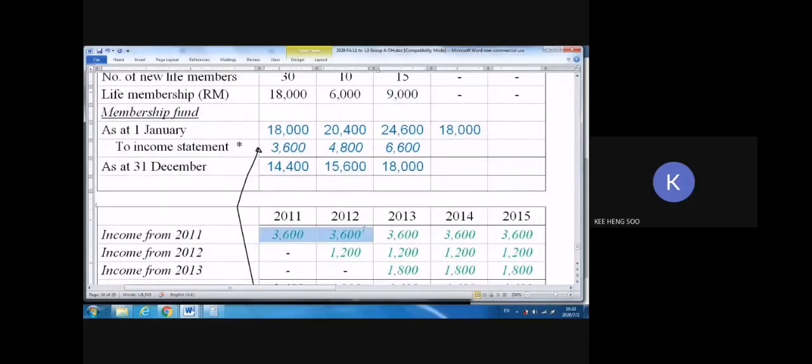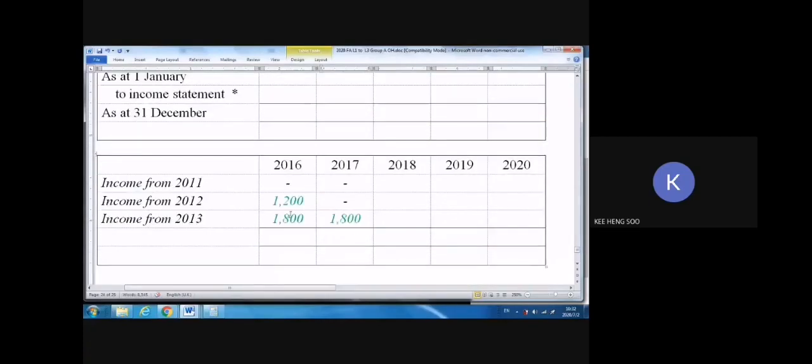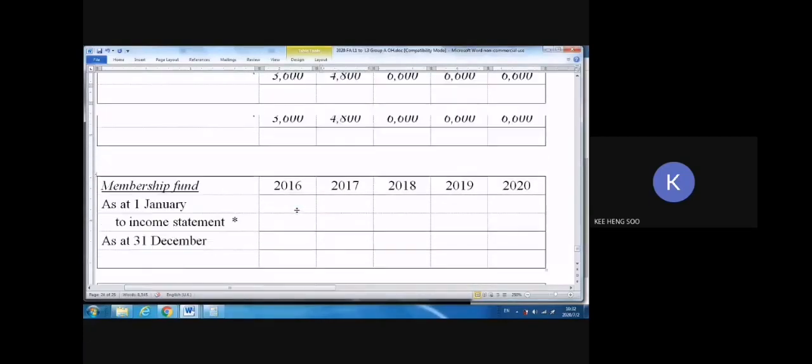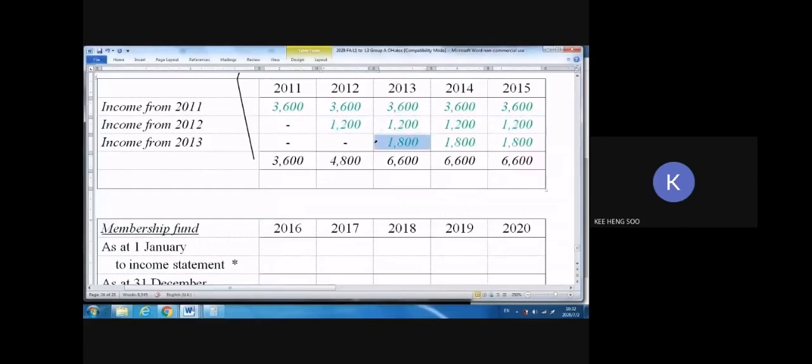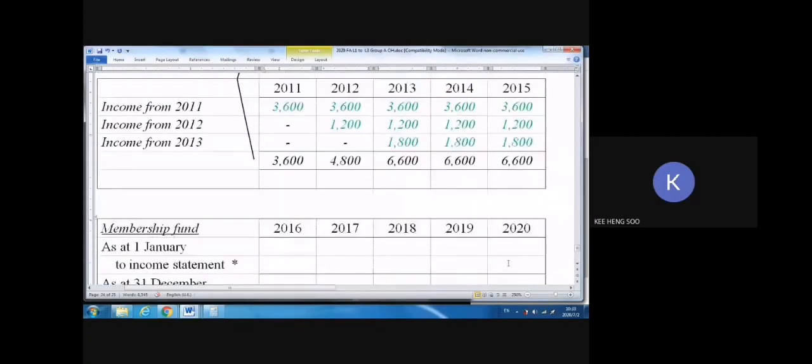Okay. So the first one, 18,000 over here. The next, 6,000 divided by 5, only starts income in the year 2012 and continues until 2016. And then the third income is from 2013: 2014, 2015, 2016 and 2017. That's how I postpone it like that.